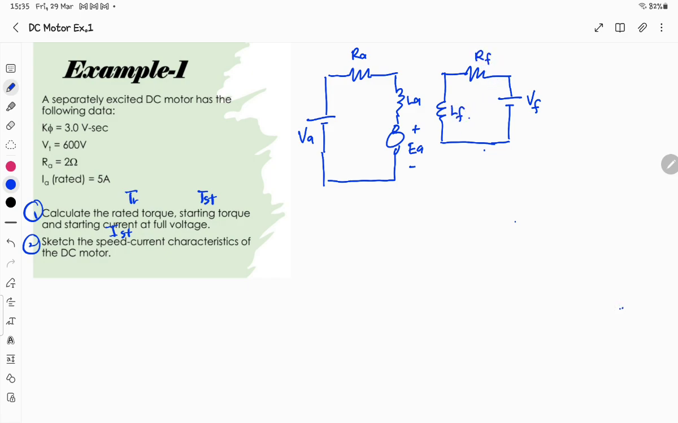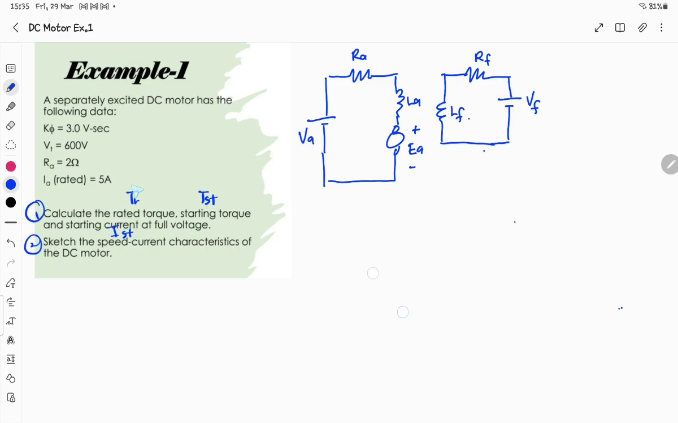Since the question is asking you to calculate the rated torque, you can directly use the developed torque equation, which is T equals kV IA, similar to what you have learned in machines. Since it's asking for the rated torque, for the current you need to use the rated value. Now we can insert all the necessary values given by the question. The motor constant kV is 3 times the rated current of 5 ampere, so the answer is 15 Newton meter.